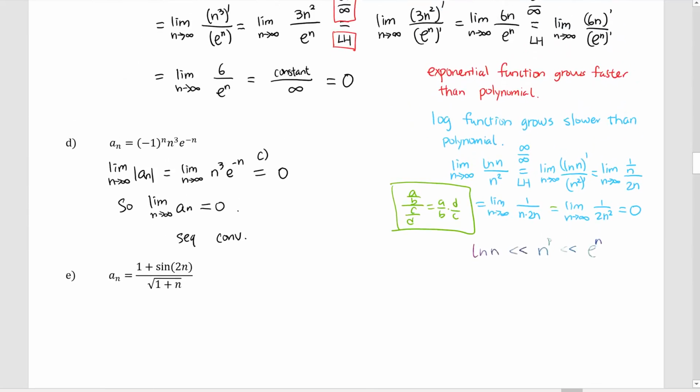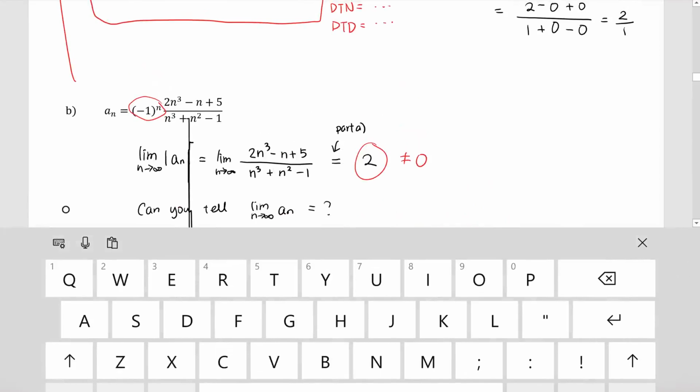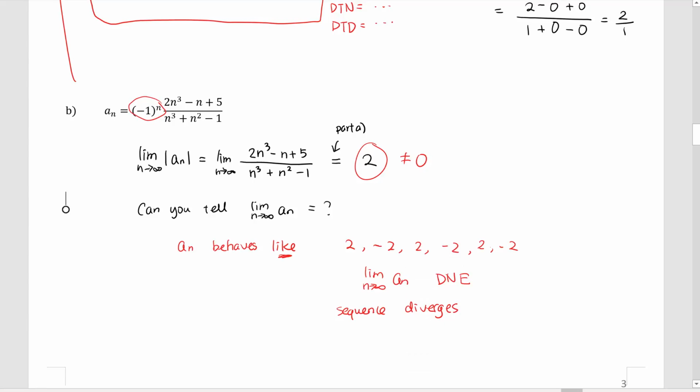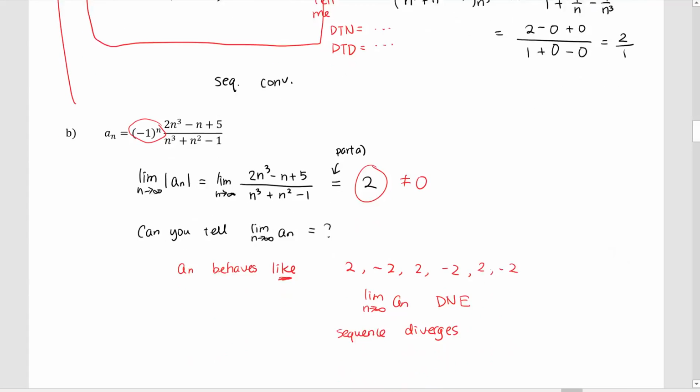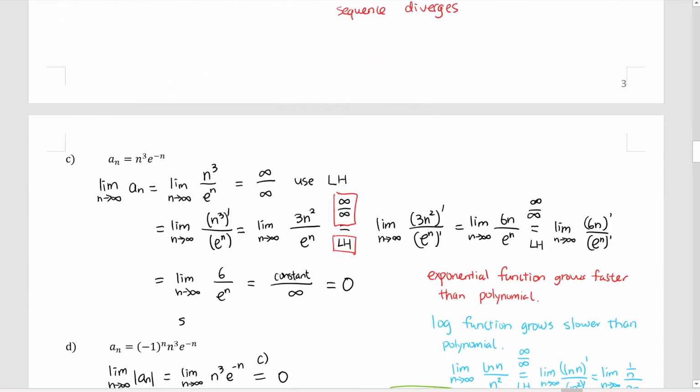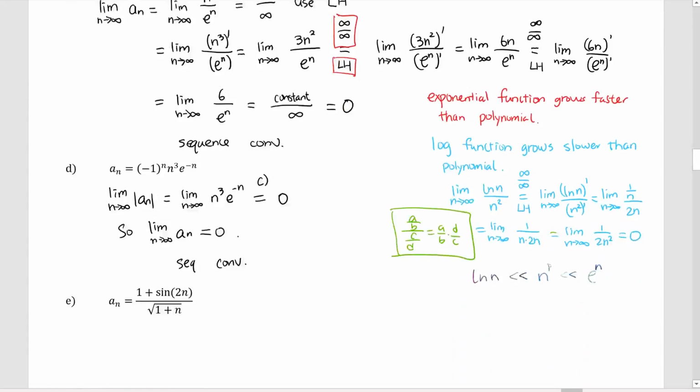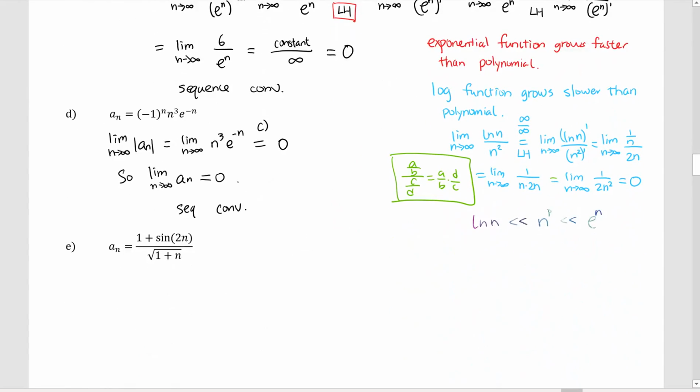Oh, did we say that in the last example? Yes, in part A, we forgot to say that. The limit is a finite number, so the sequence converges. In part B, we said the sequence diverges. In part C, the sequence also converges. Part D, the sequence converges.